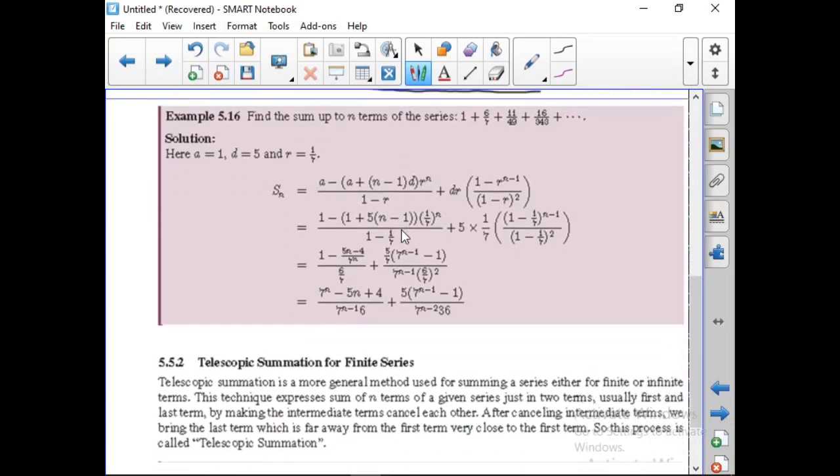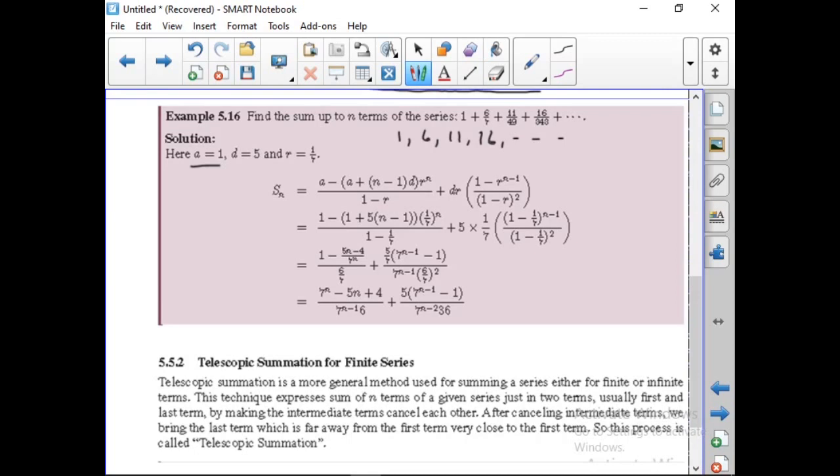Find the sum up to n terms of the series 1 plus 6 by 7 plus 11 by 49 plus 16 by 343 etc. Okay, see here a is equal to 1, the first term is 1. See the numerator is 1, 6, 11, 16 etc. So, does it form an AP? What is the first term? A is the first term and the common difference is 5. So, d is equal to 5.